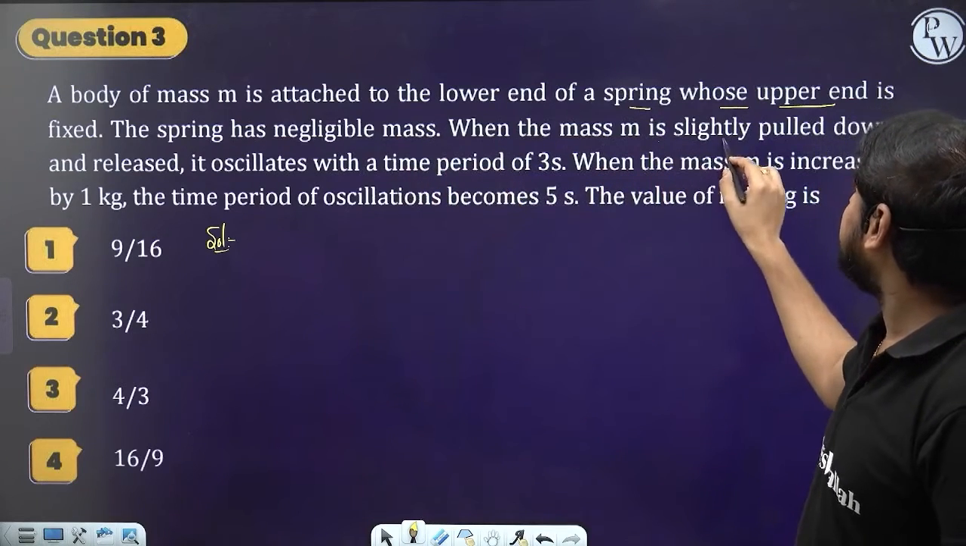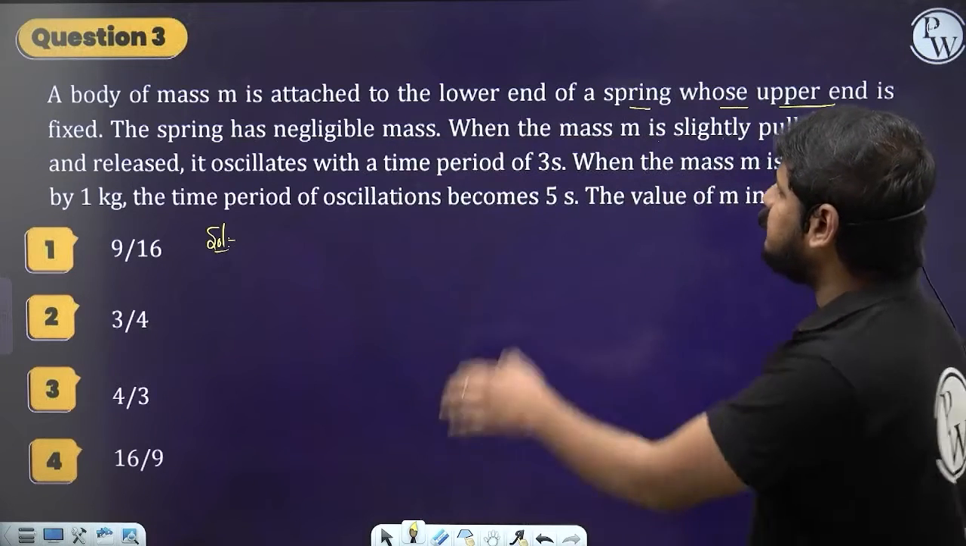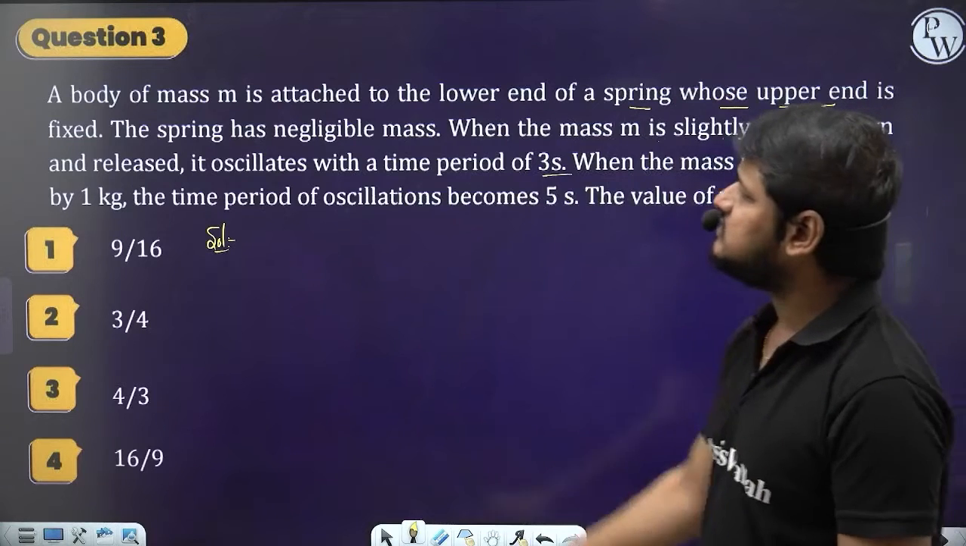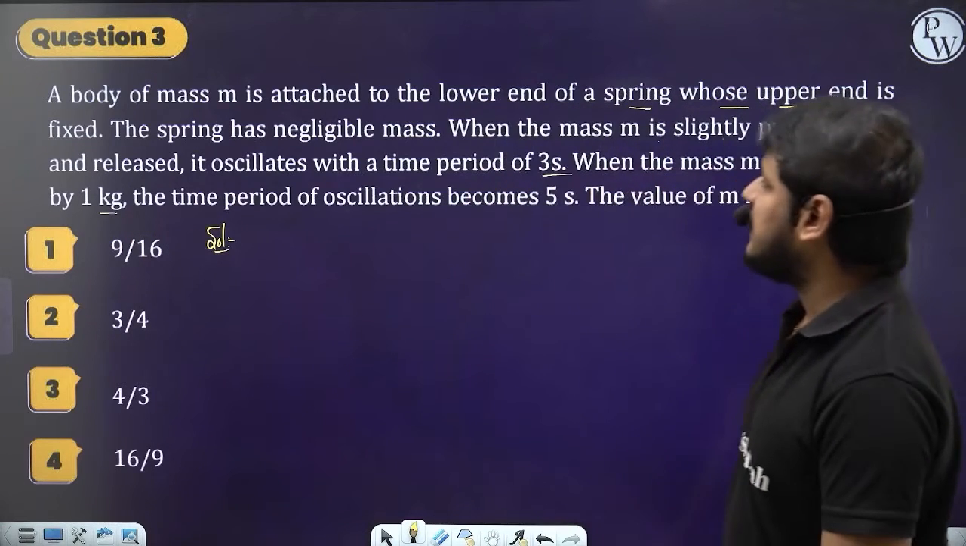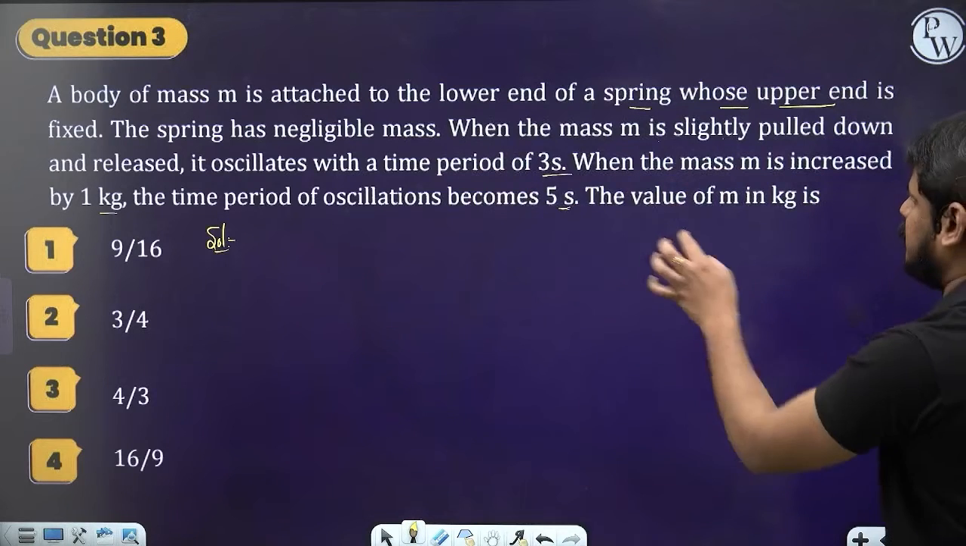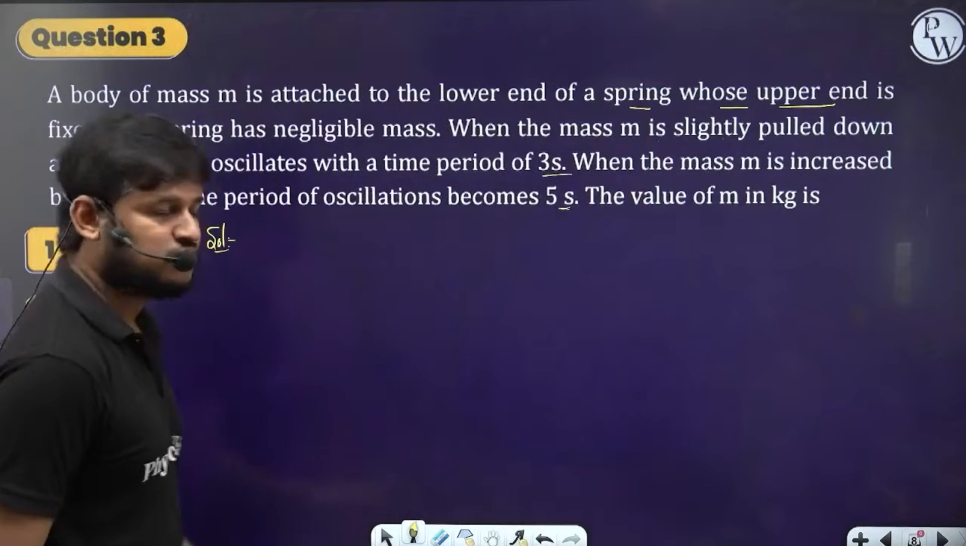When the mass m is slightly pulled down and released, it oscillates with a time period of 3 seconds. When the mass m is increased by 1 kg, the time period of the oscillations becomes 5 seconds. So the value of m in kg. Try to understand the question.